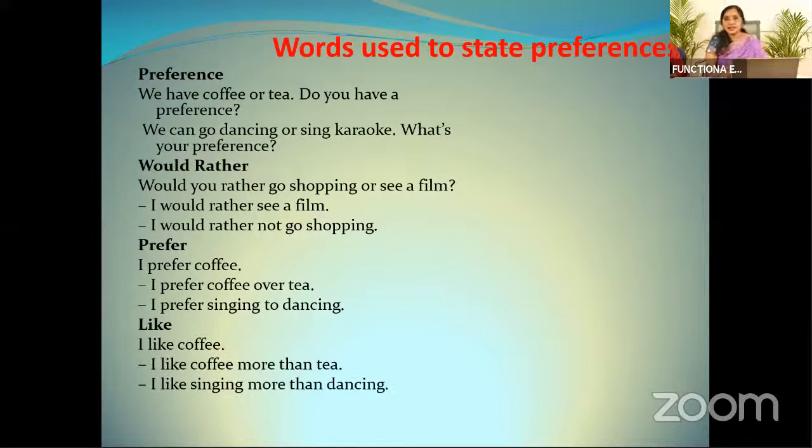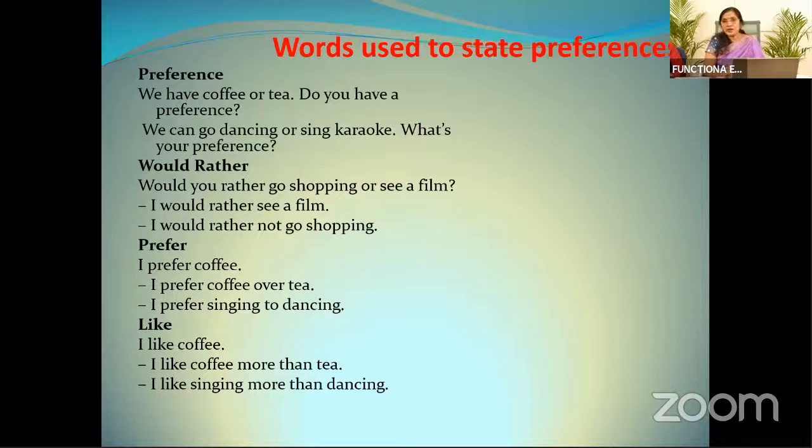And the last, like. I like coffee. I like coffee more than tea. There is always a comparison. Whenever there is a choice, there are either two or more than two. So I like coffee more than tea. I like singing more than dancing.